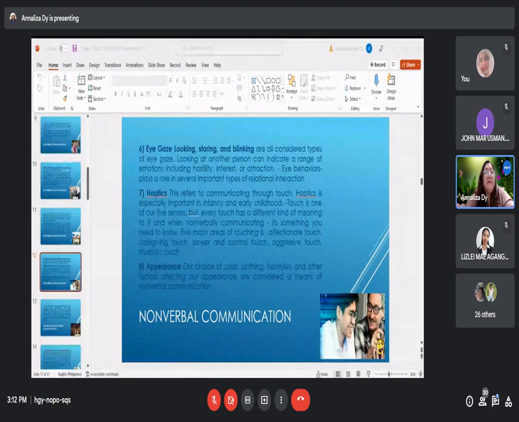Okay, number 8 is appearance. Our choice of color, clothing, hairstyles, and other factors affecting our appearance are considered means of nonverbal communication. Do you agree? Our way of dressing, what is that? A statement? Your hair color, what is that? You're trying to show people your uniqueness or your identity. Why do some people wear revealing clothes? What do they want? They want attention. So all those are nonverbal communications.